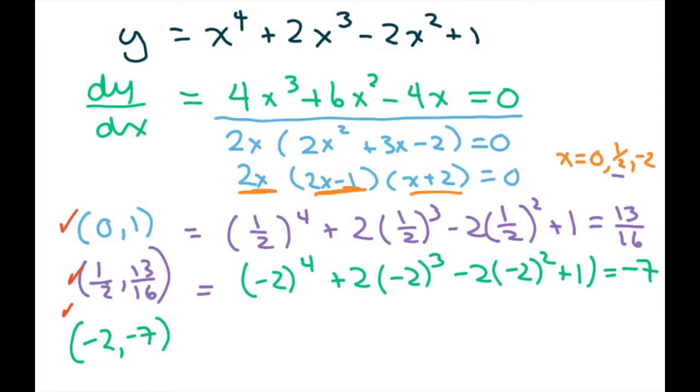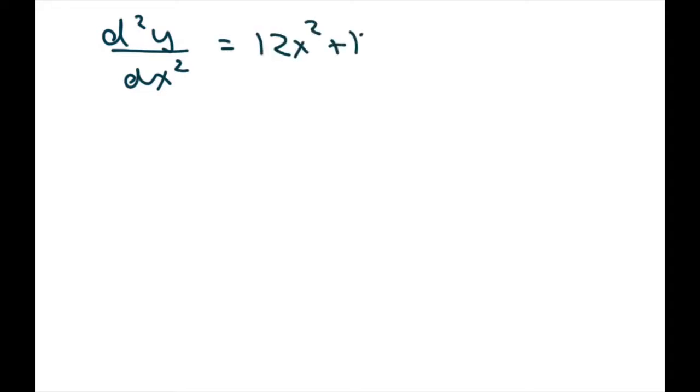And I'm going to do it on this sheet and then this slide and move it over to see if we have any inflection points. So when I take the second derivative of this, I'm going to get 12x squared plus 12x minus 4. So let's do it again. I just wanted to show you that. So the second derivative of y with respect to x equals 12x squared plus 12x minus 4.